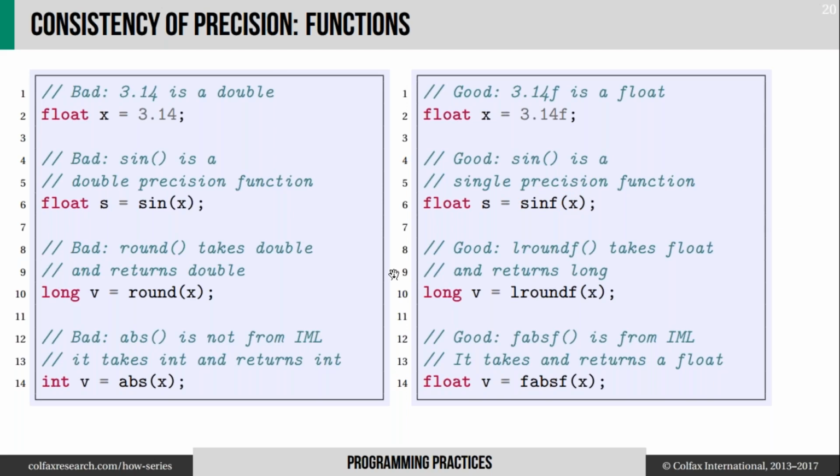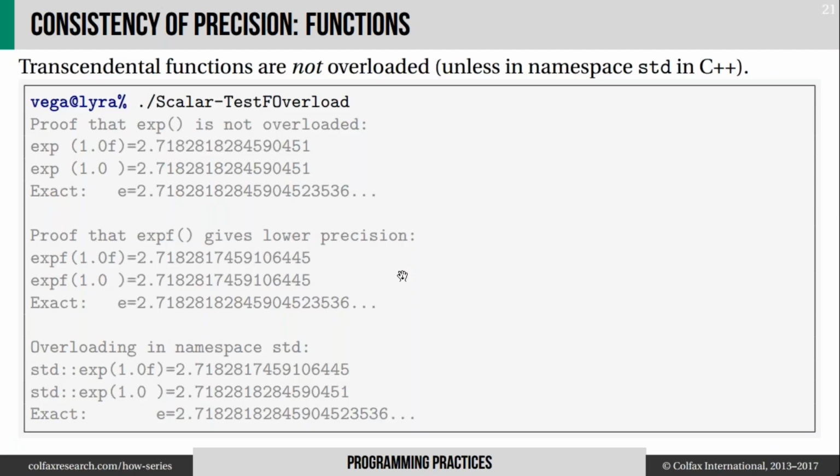If you go to namespace std, you can actually enjoy overload. I demonstrated this yesterday, and I wanted to mention this again today. If you look at exp of 1.0f, single precision, and exp of 1.0, double precision, you will see that they both return the same result. And this result, if you compare it to the known value of E, is accurate to 15 significant figures. So this is a double precision function, no doubt.